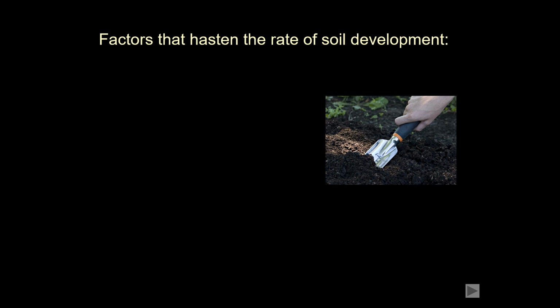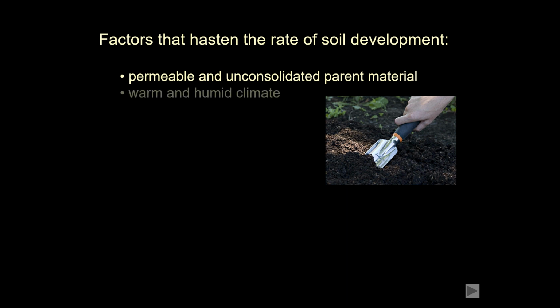Let's talk a little bit about factors that hasten or speed up the rate of soil development. We'll just look at a few. First, permeable and unconsolidated parent material. Permeable refers to the idea that water can easily move downward through soil layers. Unconsolidated parent material refers to where you don't have solid rock, where you have real soil, broken up material. Secondly, warm and humid climate. Anytime you have more warmth and humidity, and for example rainfall, you have faster soil development typically. More biological activity happens. Covering vegetation helps as well.